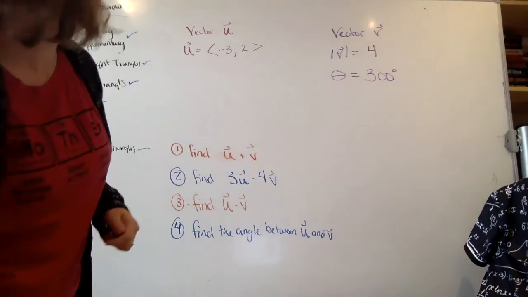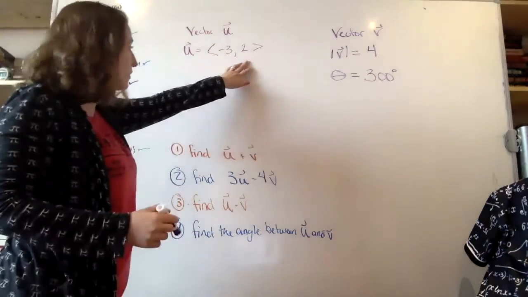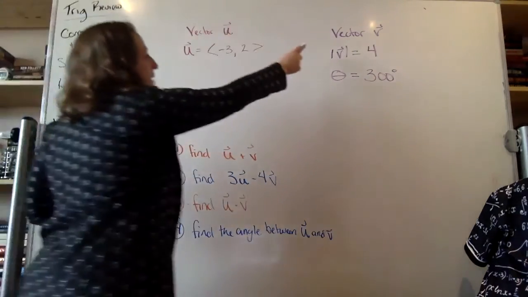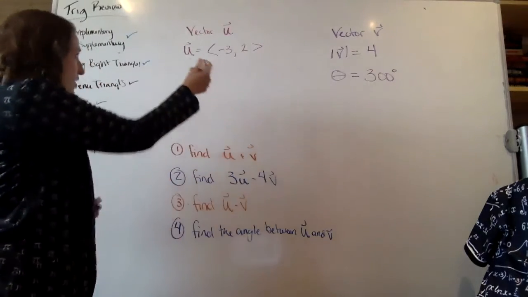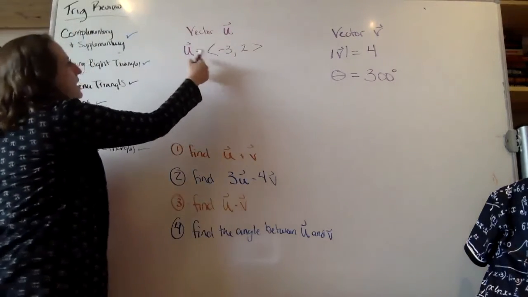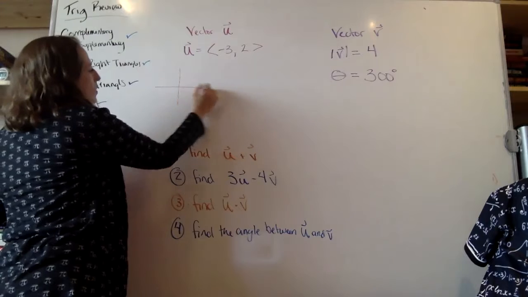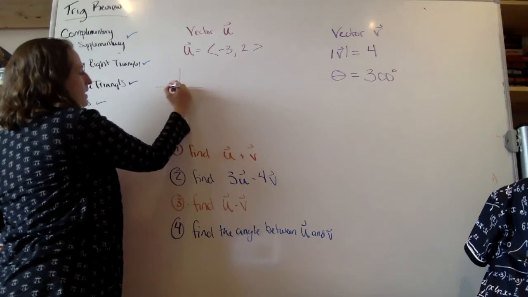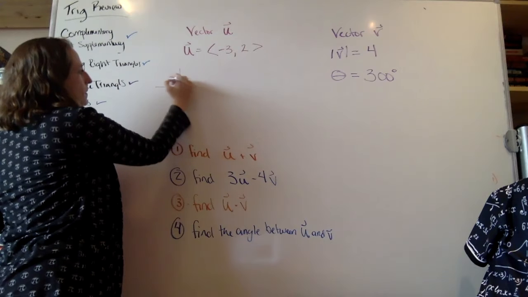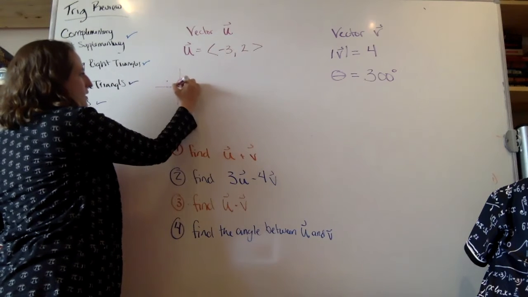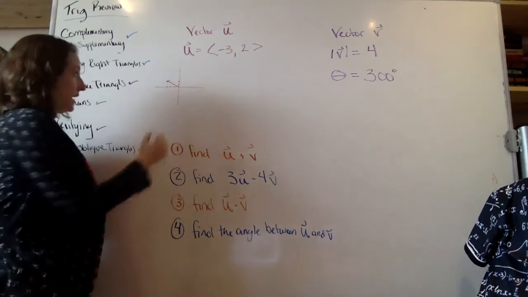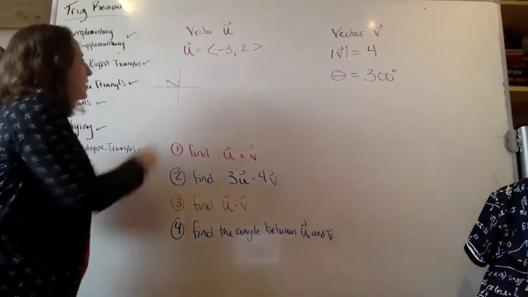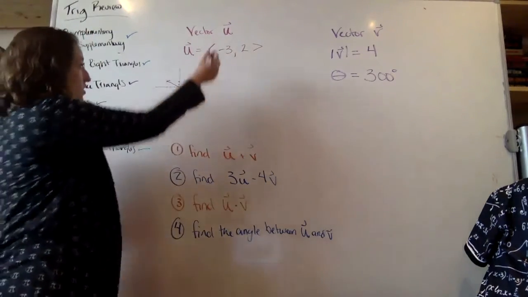So first, let's take a vector that's in component form, horizontal and vertical components, and change it over into magnitude and direction angle. So first, just a quick reminder what this means. If I have a vector in horizontal and vertical components, I can think of it as going -3 to the left and 2 up. So that's the end of my vector. So here is vector u. Remember that a vector has direction and magnitude.